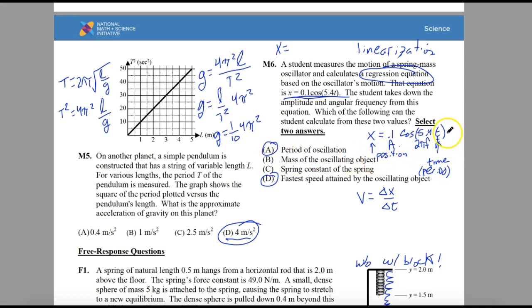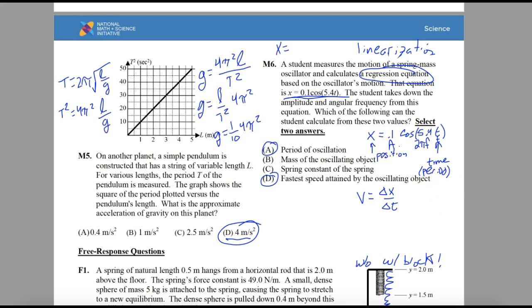The mass of the oscillating object is not in here. The spring constant, you see, is not in here. The fastest speed attained by that object, well, here's the deal. You do have a position and you have a time. And if you think about it, velocity is position over time. In this equation, you can find the velocity, and we've done that before when we looked at the different graphs.